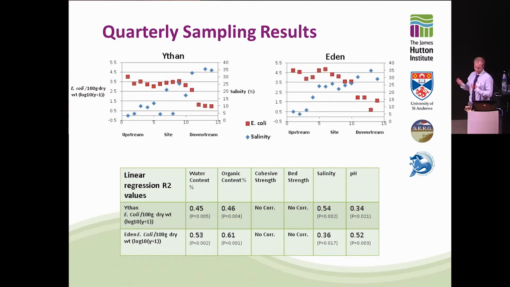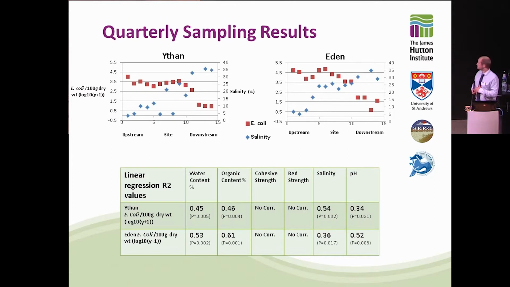And this is some of the results from that same quarterly sampling in February. So the top two graphs are salinity against E. coli, and you can see as salinity rises, E. coli decreases. But especially on the Eden, you can see it's not a straight line. It's not the easiest pattern, so there are plenty of other variables to look at and model effectively.